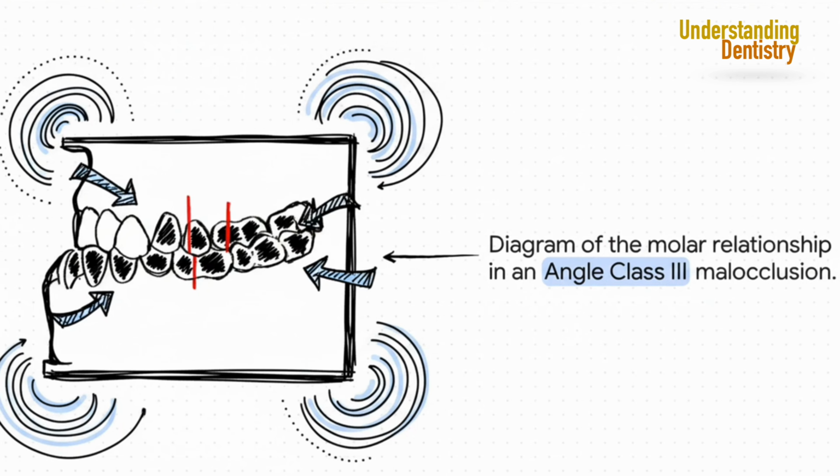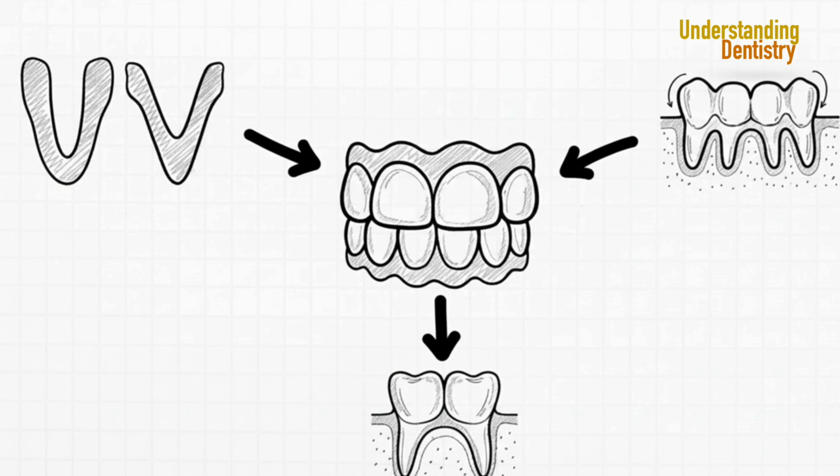And this diagram really illustrates that shift perfectly. Those red lines help emphasize exactly how the upper molar's mesial-buccal cusp is sitting distal to the lower molar's buccal groove. Just like the other classes, Class 3 is also subtyped to give us more detail. And this is clinically so important because it helps us differentiate a true skeletal Class 3 from what we call a pseudo-Class 3, where the anterior crossbite is really just due to some dental tipping, not a true jaw discrepancy.